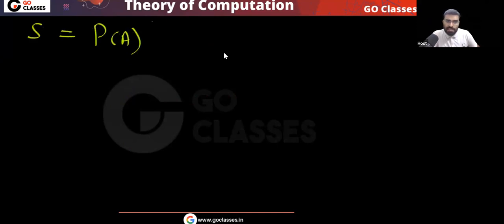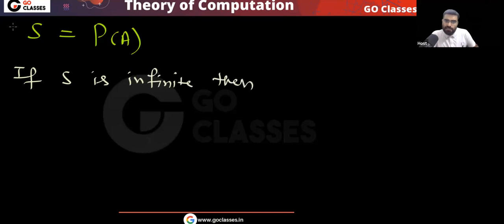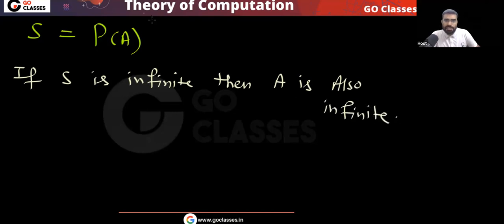You tell me, if S is infinite, can I say A is infinite? Yes or no? Then A is also infinite. If S is infinite, then A is also infinite. So now you have this, that A is an infinite set.